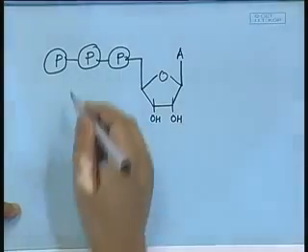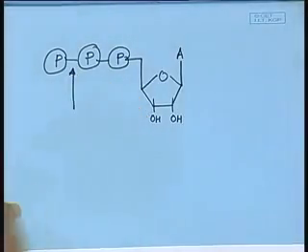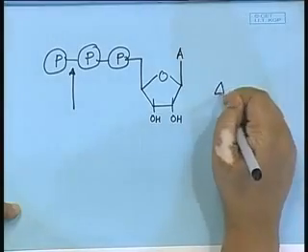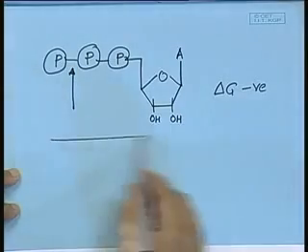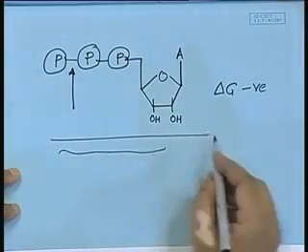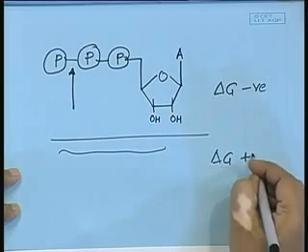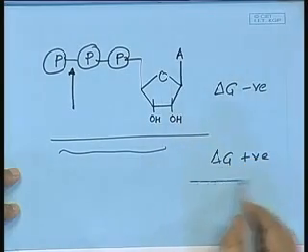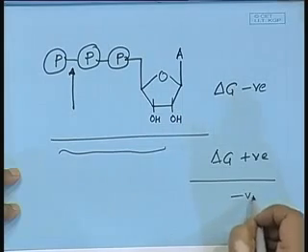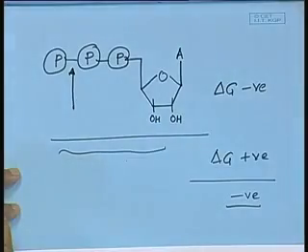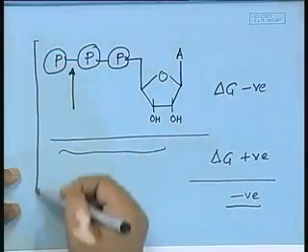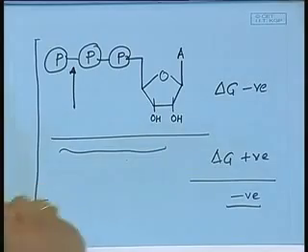Now, this breakdown is going to result in a delta G that is negative. So, what usually happens is this is coupled with another reaction that has a delta G positive, so that the overall is negative, making this non-spontaneous reaction a spontaneous reaction. This will be very clear when we do bioenergetics, and you will see how cleverly the reactions are coupled together.